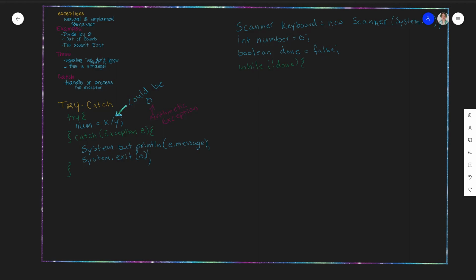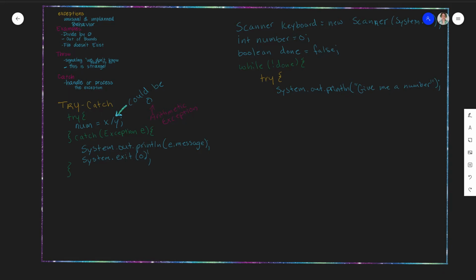we're going to try. So here's that important piece again, try. We are going to try to get a particular number. So what we're going to do is we're going to just tell the user, System.out.println, we're going to say, give me a number, so that way, hopefully, the person using this program will give us a number.